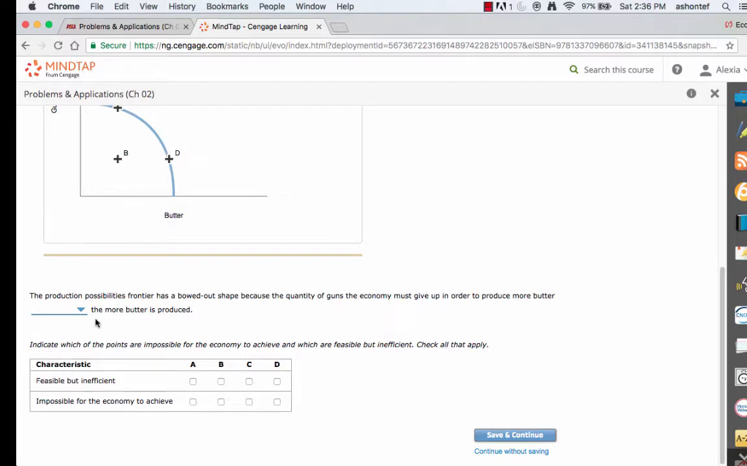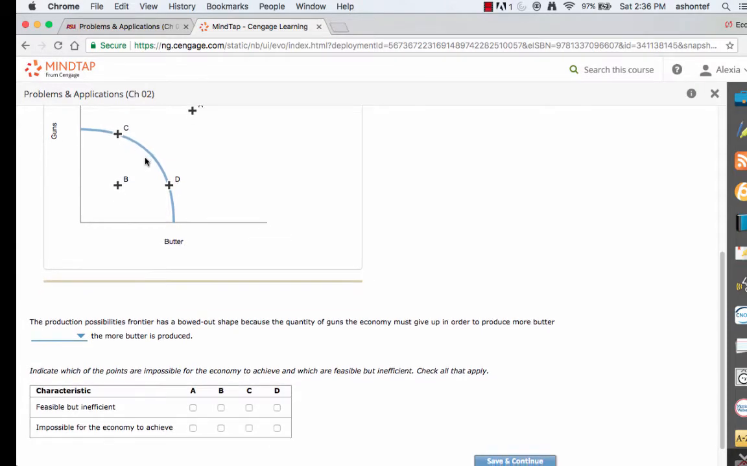So the question is saying, the production possibility frontier has a bowed out shape, meaning it has that curvature to it, because the quantity of guns the economy must give up in order to produce more butter is doing what? So we've actually done this in a class. So I'm not even going to help with this. I think you should be able to do that. But it's looking at what's happening as we go ahead and produce more and more butter. What is happening to our gun production?